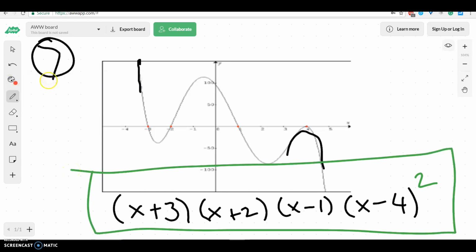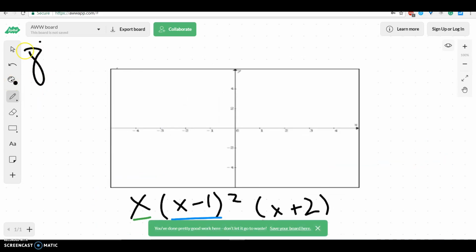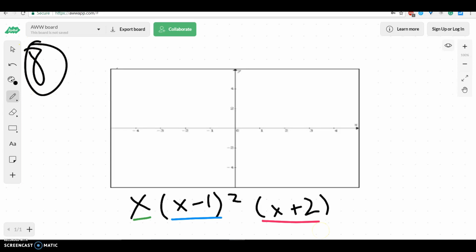Just make sure you look to see if it U's or goes straight, because if it U's, you're going to have to say that it's a squared term. Let's look at number 8. On number 8, now we have to do the graphing. So we're in the opposite spot.